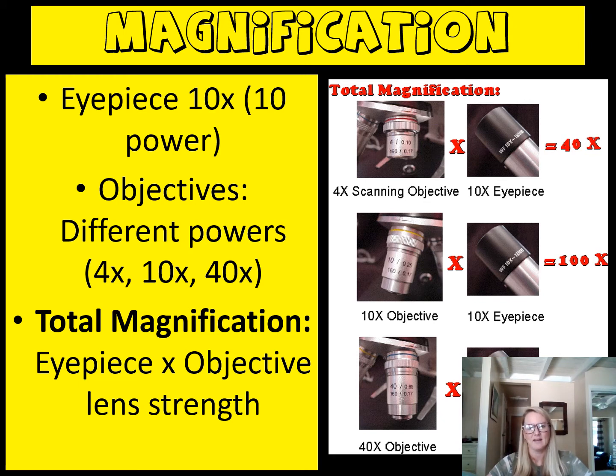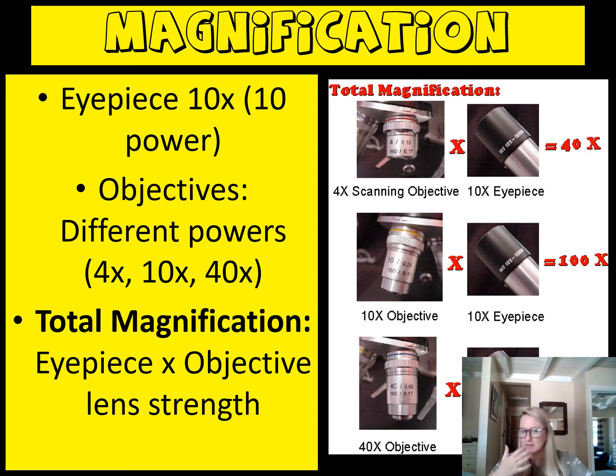If you have the 10, 10 times bigger, and the 40, 40 times bigger. So if you want to get the total magnification of what you are seeing, you simply take the eyepiece magnification and you multiply it to the objective magnification.